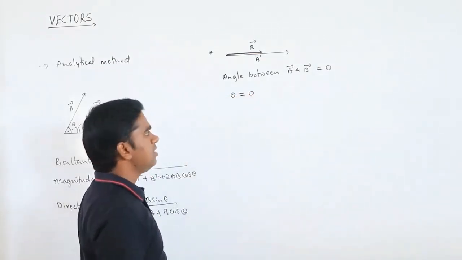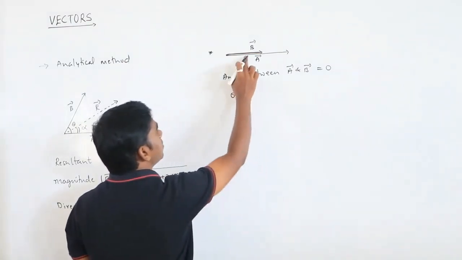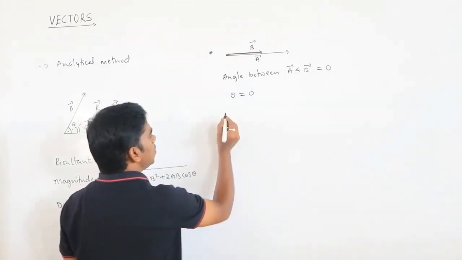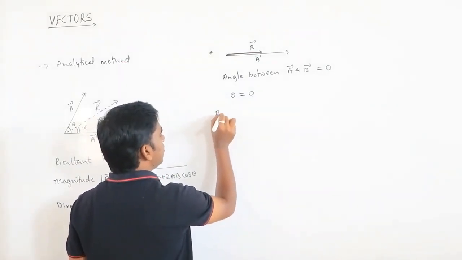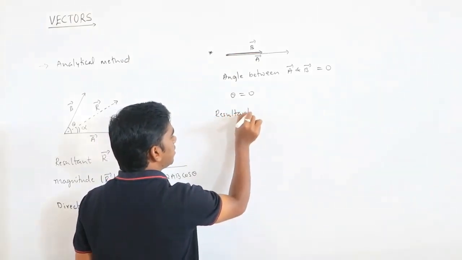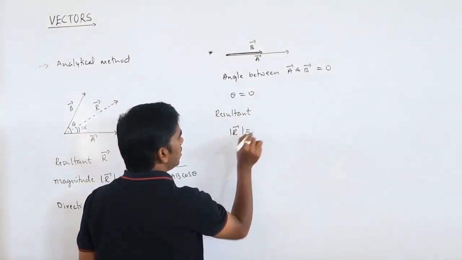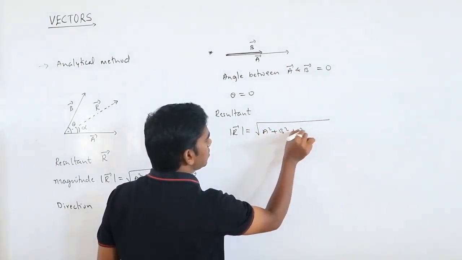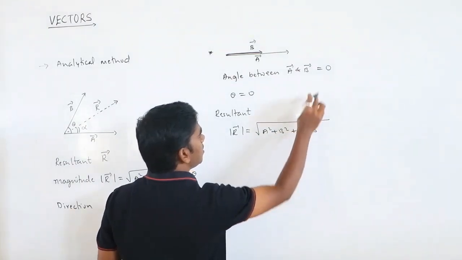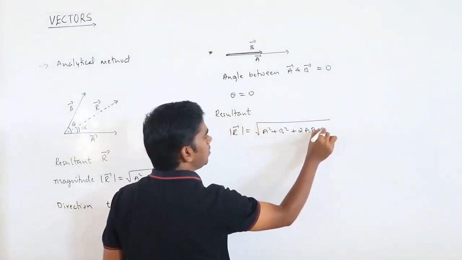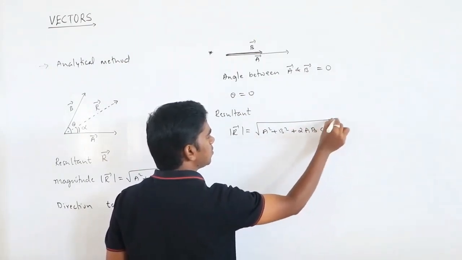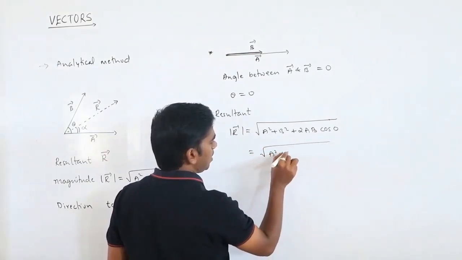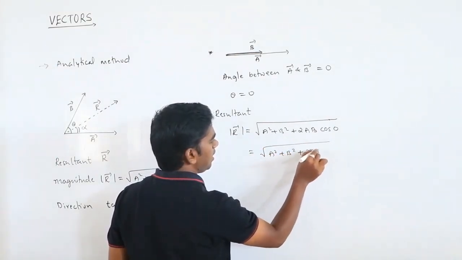If theta is 0, if the vectors are lying one on another, what will be the resultant? To find the magnitude, you have to write the square root of a square plus b square plus 2ab cos theta. Theta is 0, so you can write cos 0. So the resultant is equal to the root of a square plus b square plus 2ab cos 0.